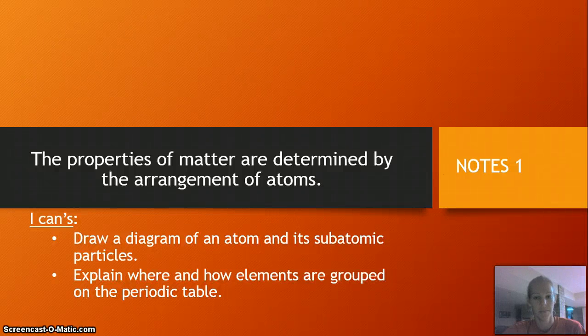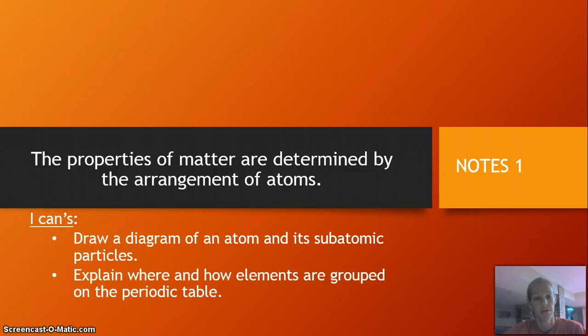All right, so we are going to be starting taking our first set of notes in the unit of conservation of mass. And there will be several parts to these notes over the next few weeks.